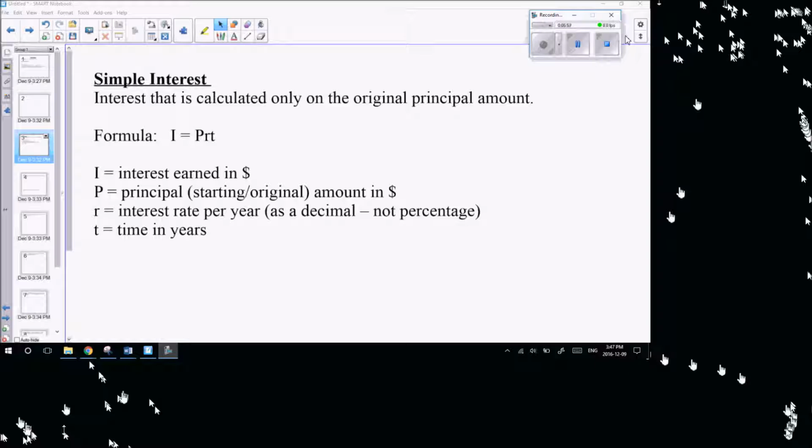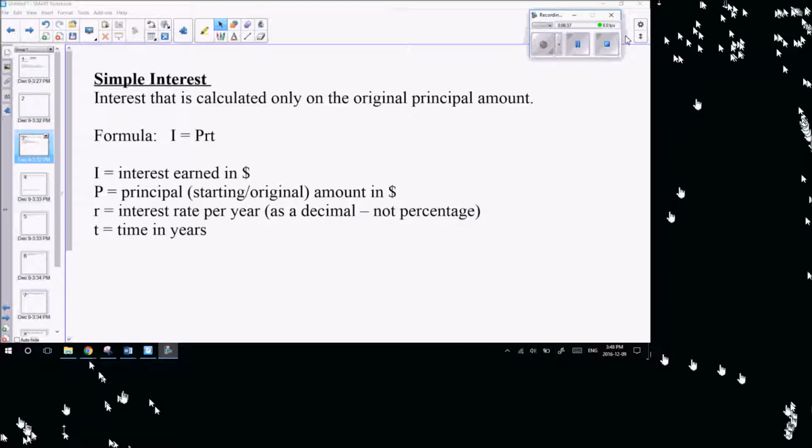Sorry about that. So I is our interest earned in dollars. R is our interest rate per year, as a decimal, not a percentage. That's the important thing with interest rate. Typically, it's given to us as a percentage. So you'll say that your interest rate is, let's say in the video, they talked about a 5% interest rate. But when we actually use it in this formula to calculate something else in this equation, we need to put it as a decimal, not as a percentage. So please note, you cannot plug percentages into equations. They must be in decimal form. So we must do that conversion first.